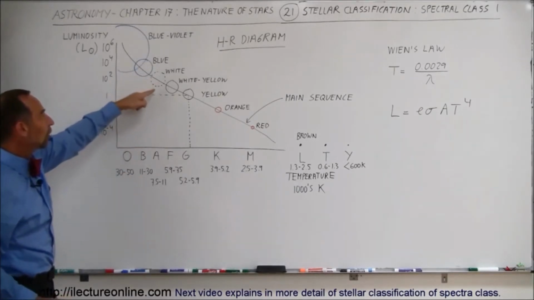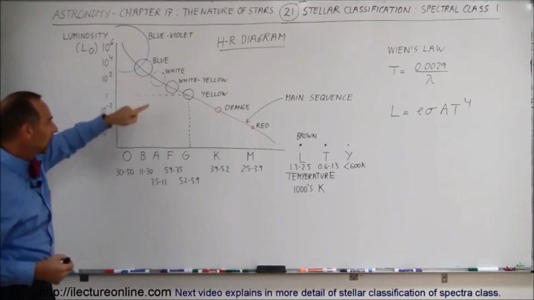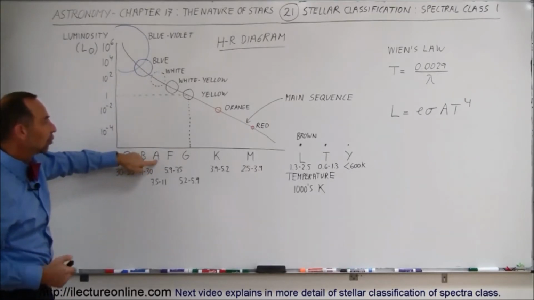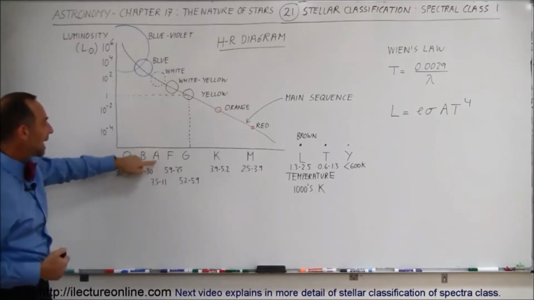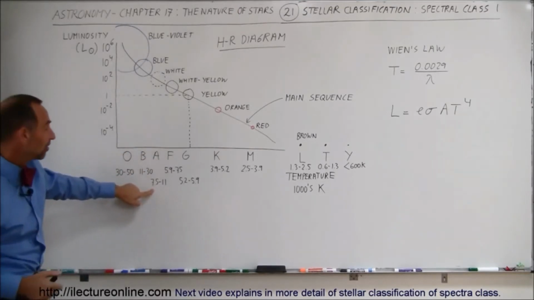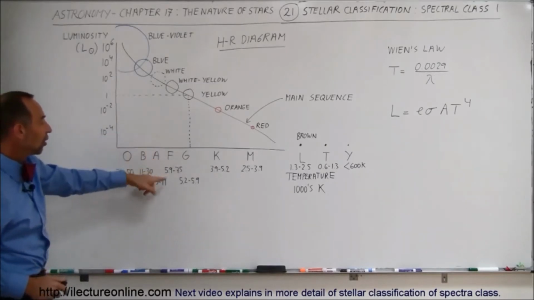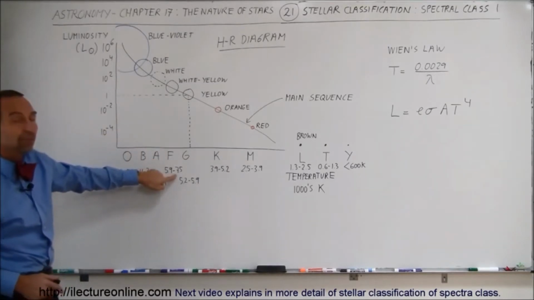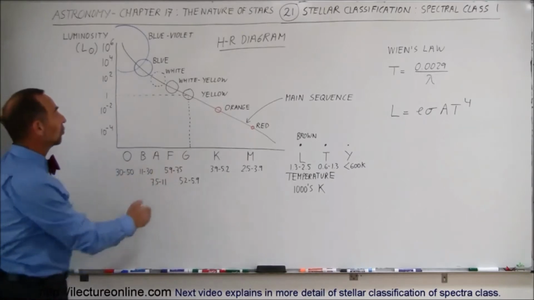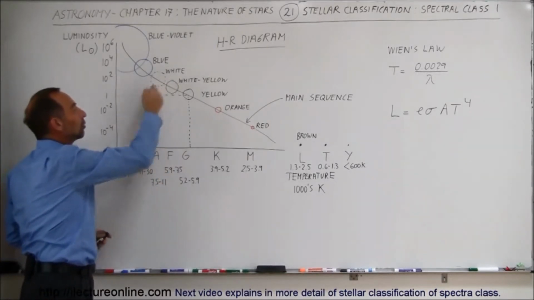Then we have the white stars. Sirius is a white star, and that would have a classification called spectral class A, with a temperature somewhere between 7,500 and 11,000. The F-class stars have temperatures of 5.9 to 7.5 thousand degrees. And so notice that those are kind of whitish, yellowish in color.